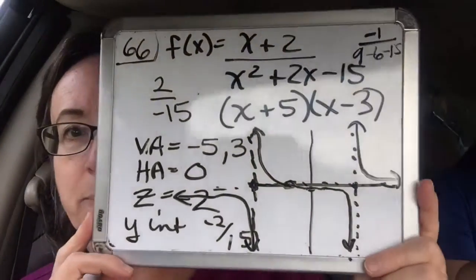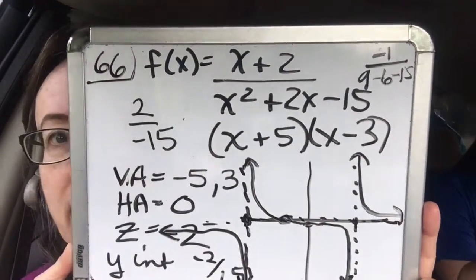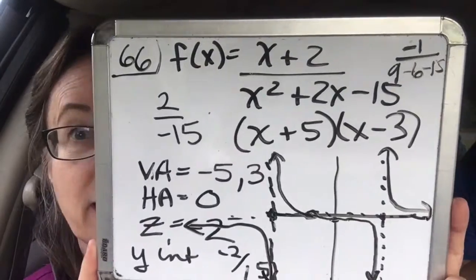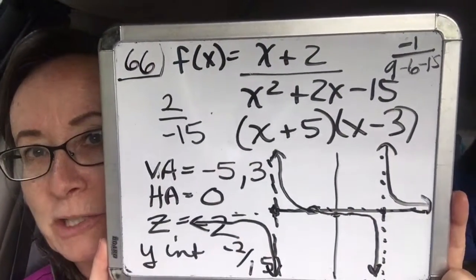So I put in a couple of points, and I am convinced that this is the way that this graph is going to look. And since I'm losing my light, I'm going to go on to the next problem. So I'll give you a good picture of that one.